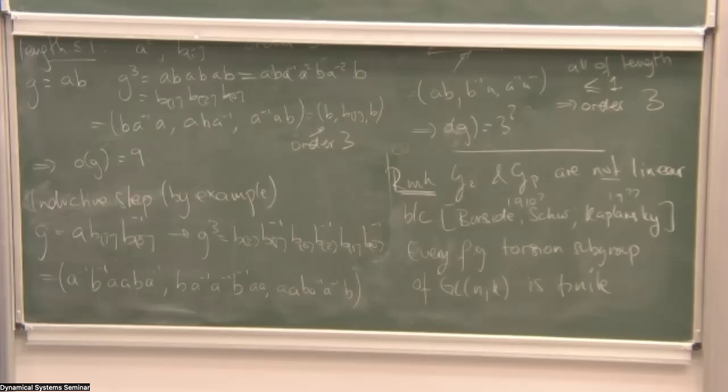And this is by a result of Chou from 1980 that says that all torsion elementary amenable groups are locally finite.